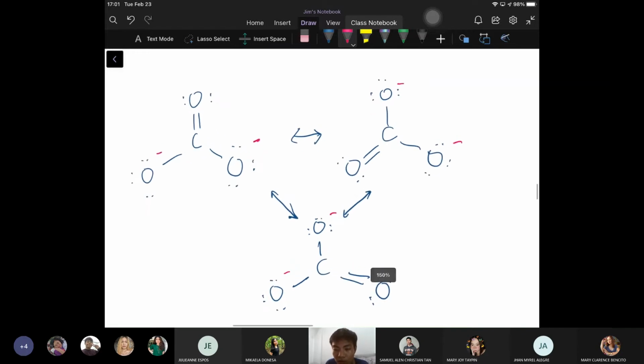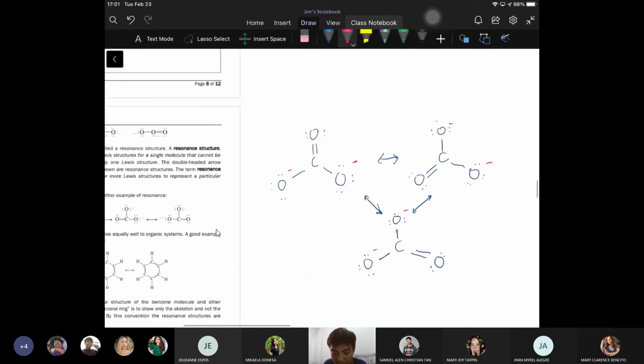Whenever a molecule exhibits resonance, it possesses a special characteristic: the stability of the ion or the molecule itself. So whenever our molecule can do resonance, that means it can also be stable. So hindi agad-agad siya reactive. Stable yung mga molecules that exhibit resonance.